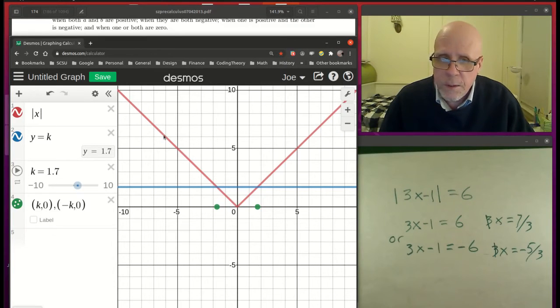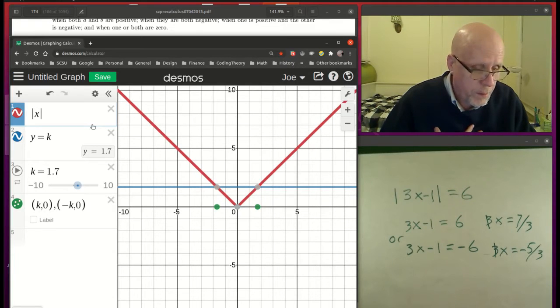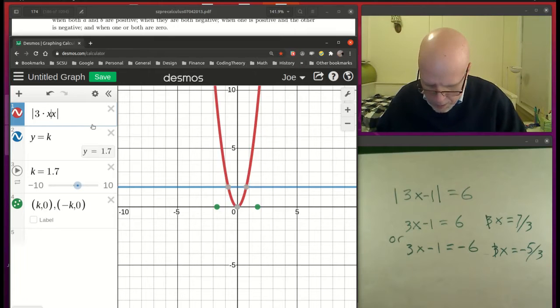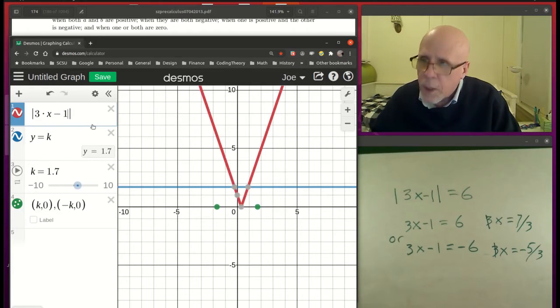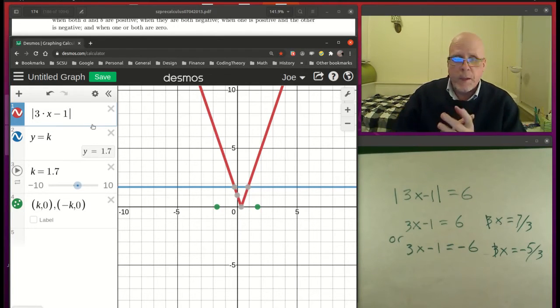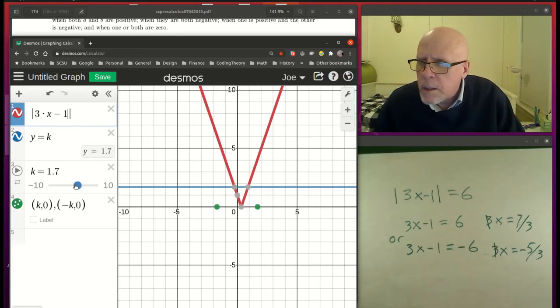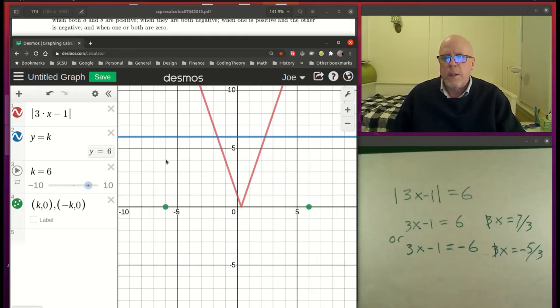So here's back to the Desmos screen. What I want to graph now is not the absolute value of x, but the absolute value of 3 times x minus 1. I guess I didn't need to type x a second time. It's still a V-shaped graph, and we'll talk about this more. It's that absolute value graph, that V-shape, transformed in certain ways. And we want to set our k equal to 6. Can I do that with the slider? If I'm careful enough, there you go. k is equal to 6.